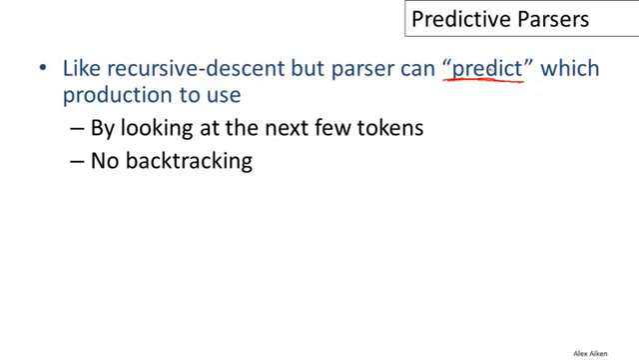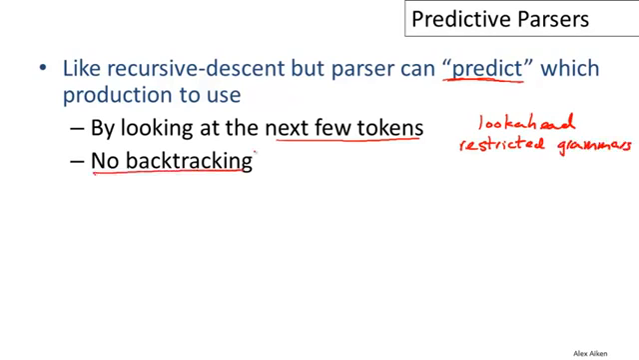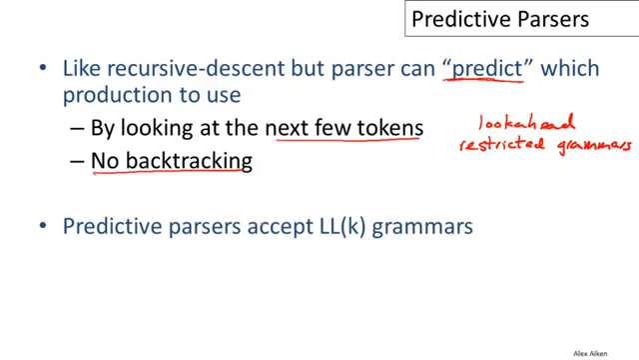And it does this in two ways. First of all, it looks at the next few tokens, so it uses lookahead to try to figure out which production should be used, based on what's coming up in the input stream. But also it restricts the grammars. So this only works for a restricted form of grammars. And the advantage is that there's no backtracking involved. And so the parser is completely deterministic. It will never try alternatives.